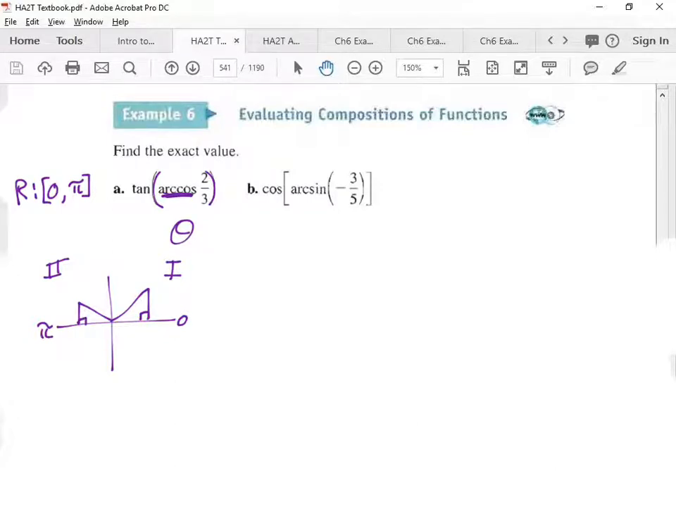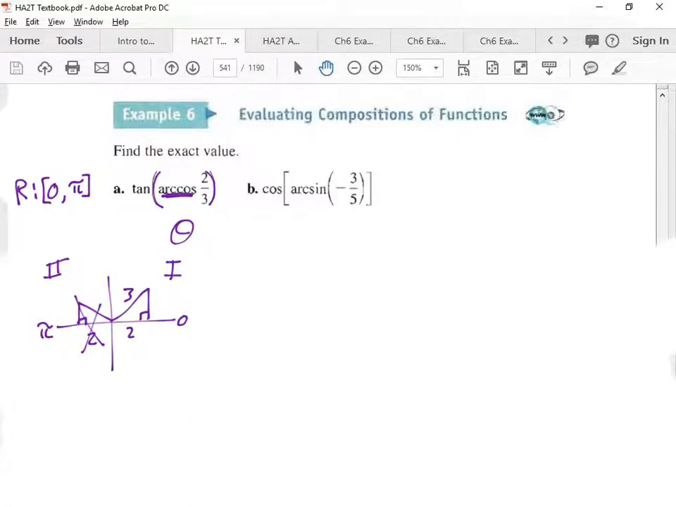Okay, so that would be adjacent over hypotenuse. Is the adjacent positive or is the adjacent negative? So is it going to be in quadrant 1 or is it going to be in quadrant 2? Not there, right here. So that'd be 2 over 3. Ooh, magical. Are you guys still with me?